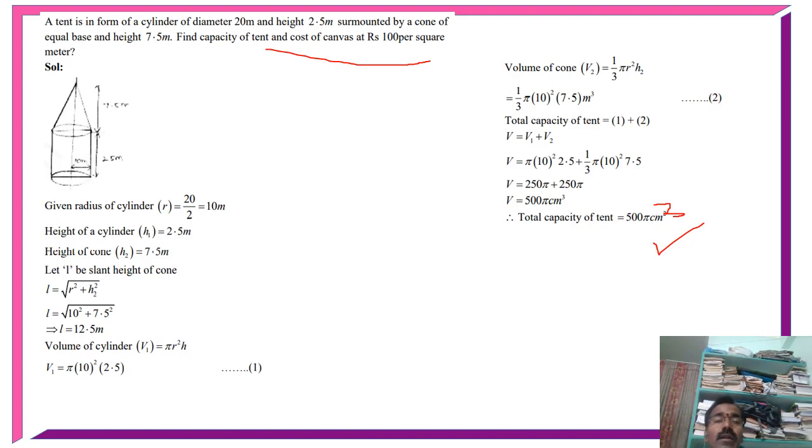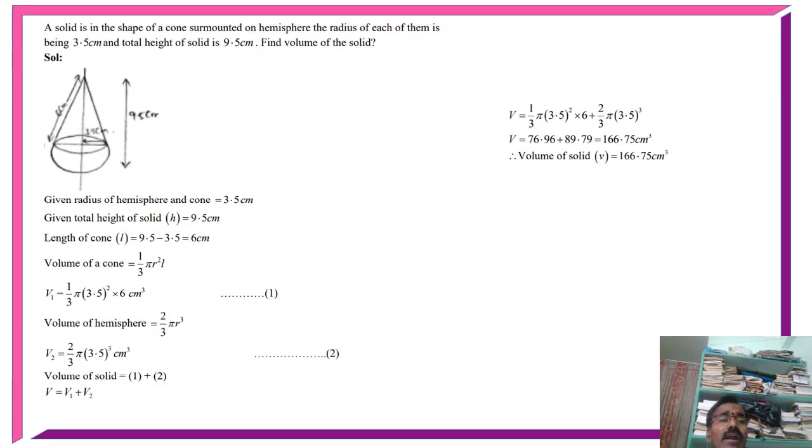So we take the next one, that will find here the solid shape of a surmounted hemisphere. Before it was cone and cylinder, now cone and hemisphere. Same way, we find volume of solid, volume of cone plus volume of hemisphere. Volume of cone is 1/3 pi r square h, and the volume of hemisphere is 2/3 pi r cube. Substitute and simplify, we get the values, add up, simplify, we get 166.75 centimeter cube. Calculation part you can do in your own way, students. So let us go with the next slide.